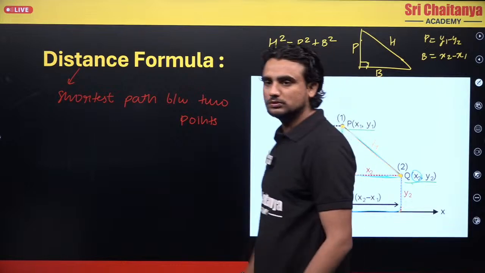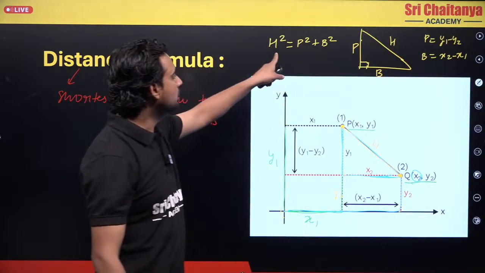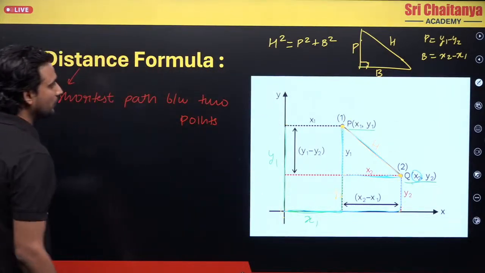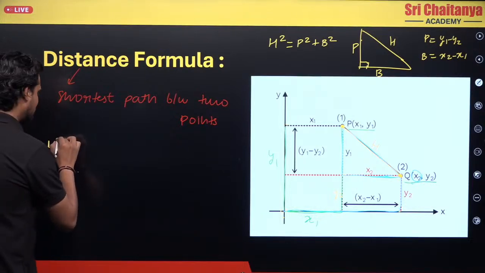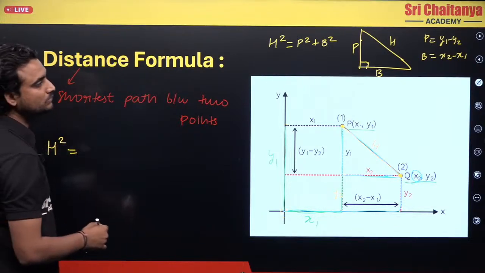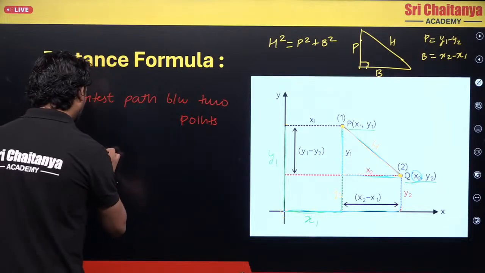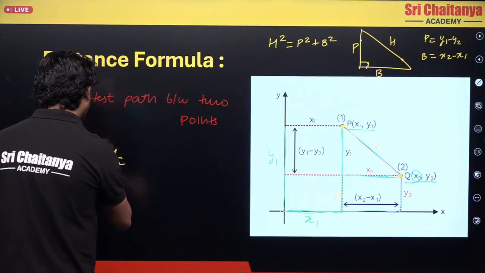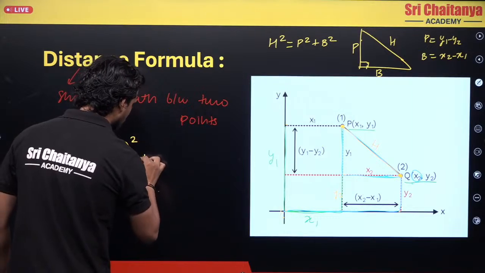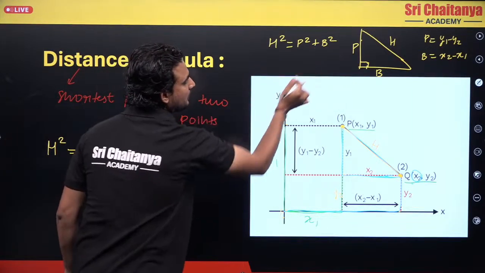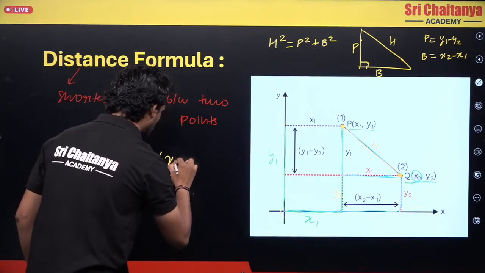So now what will I do? I'll just substitute the values here. Once I substitute the values, H square is basically P square. What is P square? P square is y1 minus y2 whole square, plus, here what is B? B is x2 minus x1 whole square.